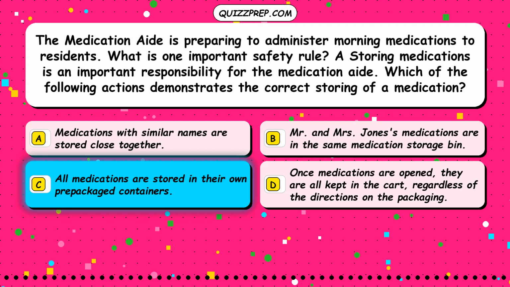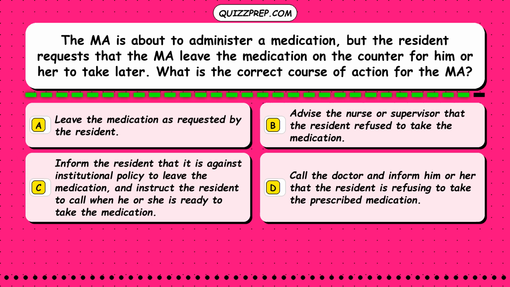The correct answer is option C, all medications are stored in their own prepackaged containers. Question 15. The MA is about to administer a medication, but the resident requests that the MA leave the medication on the counter for him or her to take later. What is the correct course of action for the MA?